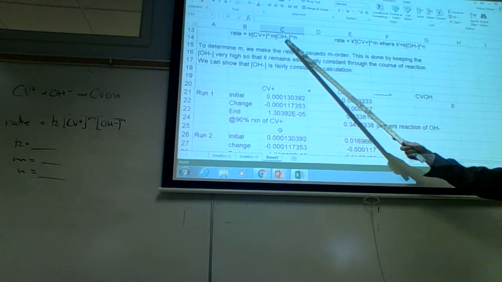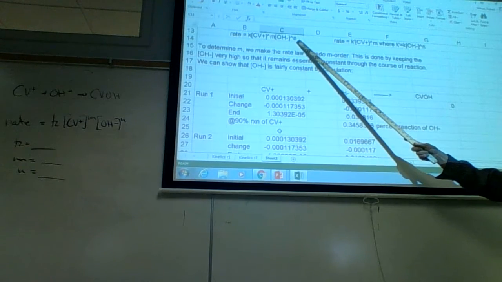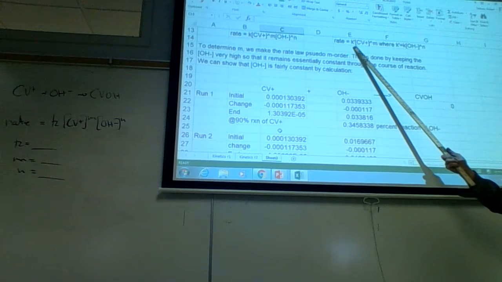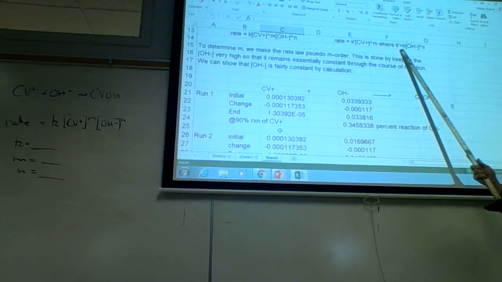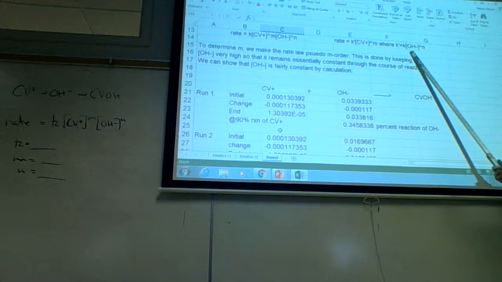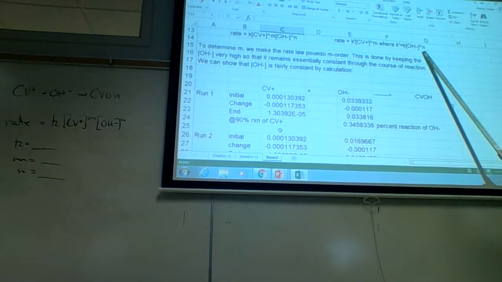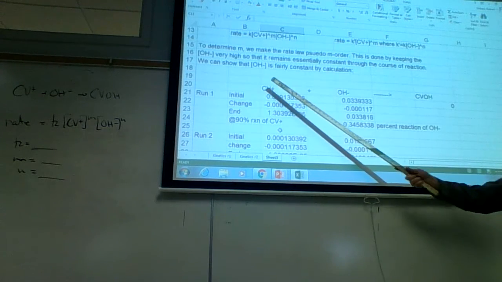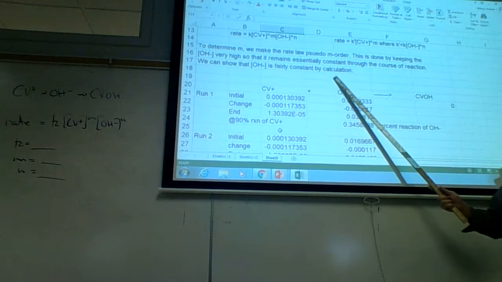And so what we want to do is make the hydroxide concentration so big it stays fairly constant, and then we'll absorb it into the k. We'll call that k prime. And k prime is going to equal our original rate constant times the hydroxide concentration raised to the n power. We can show that the hydroxide is fairly constant by calculation.